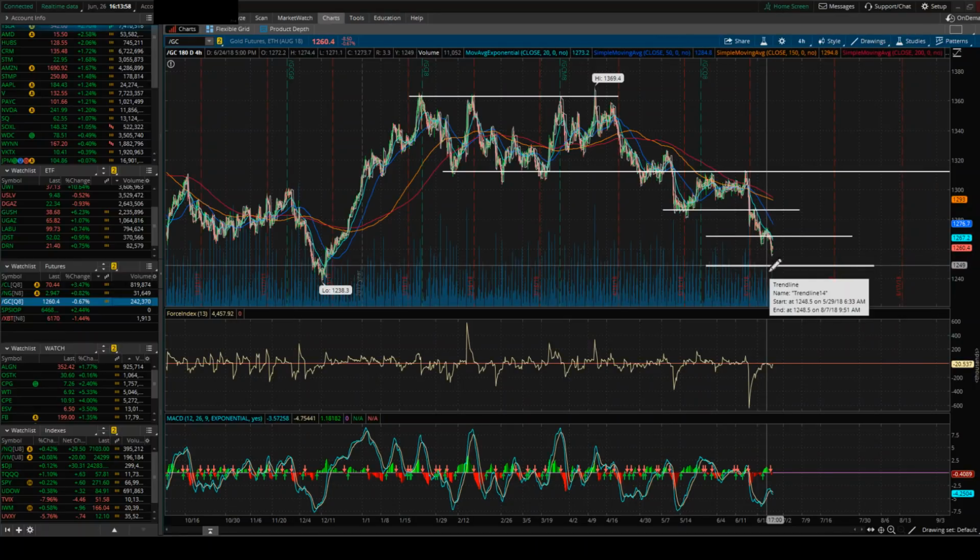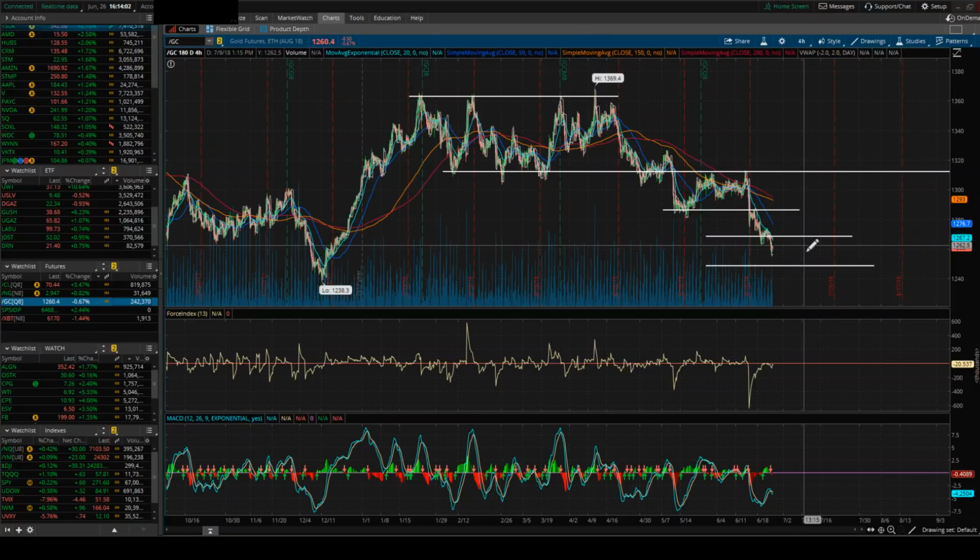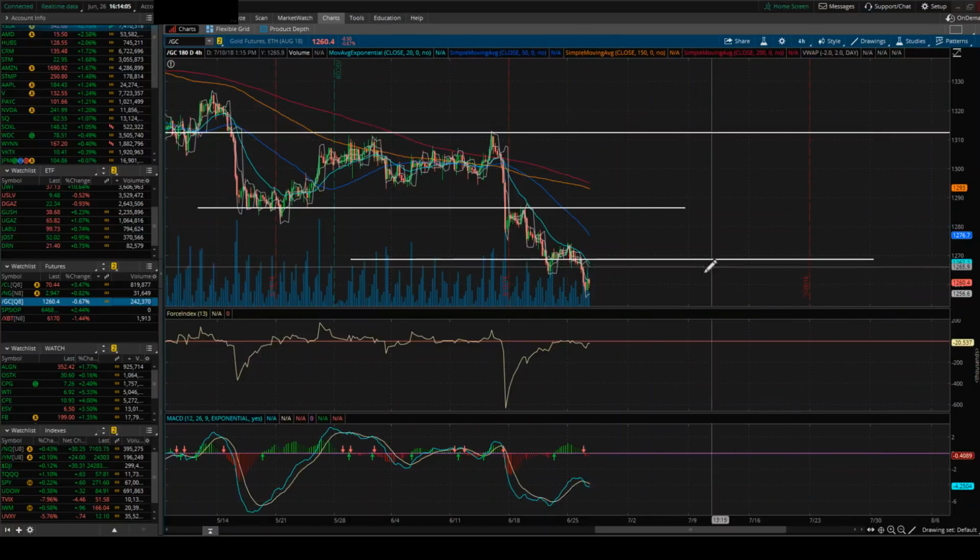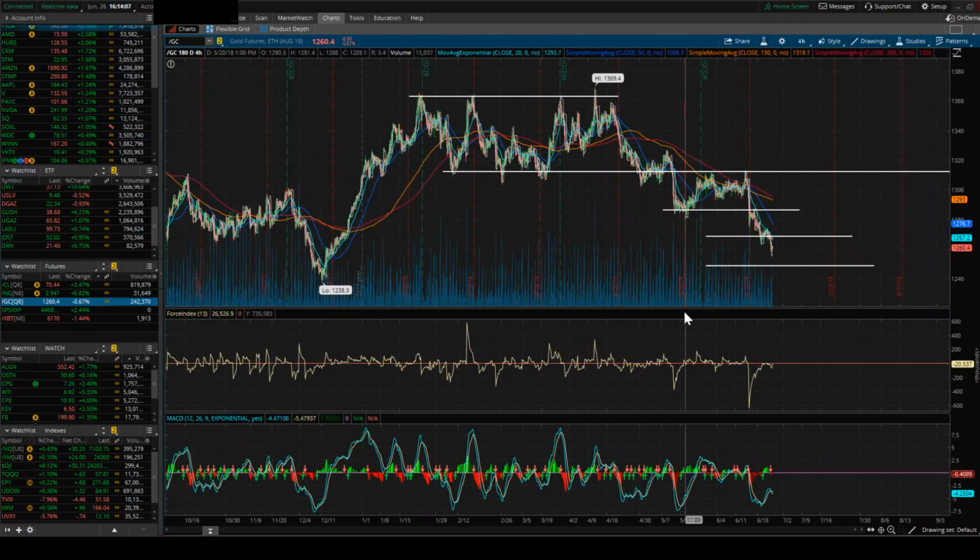And 1248, 1249, that's the next support. So exactly, this doesn't function as support. We are expecting gold to continue to fall.